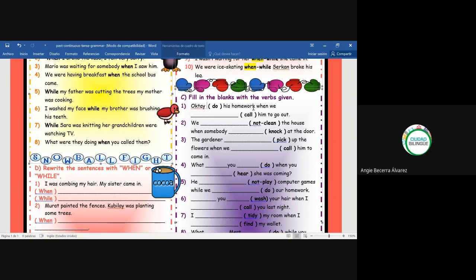Claro. Nosotros utilizamos el pasado continuo, ¿cierto? Para dar más información sobre lo que estábamos haciendo. Y utilizamos el when para una interrupción, ¿cierto? Entonces, usualmente cuando utilizamos when, la interrupción va en pasado simple. ¿Ok? Como por ejemplo, yo estaba comiéndome una galleta cuando mi perro se cayó. ¿Cierto? Esa fue la interrupción. Yo dejé de comerme la galleta por ir a ver a qué le pasó a mi perro. ¿Ok?